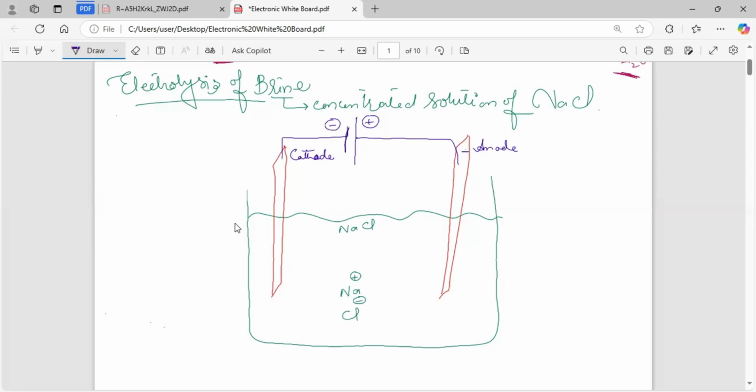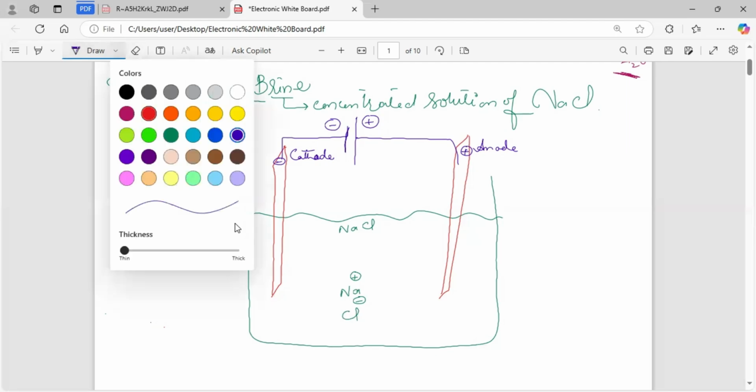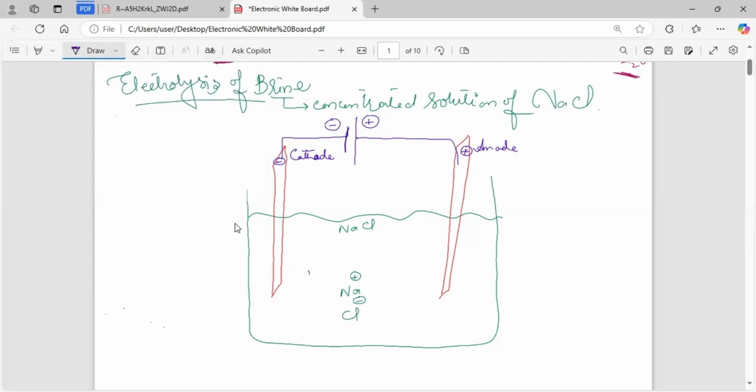Now, it will have positive affinity, whereas it will have negative affinity, right? Now, as we turn on the switch, there are two possibilities. Also, remember that as it is an aqueous solution, water is present, and after passing electricity, water can also split into H positive ions and OH negative ions. In other words, we will have H positive ions, OH negative ions, Na positive ions, and Cl negative ions.